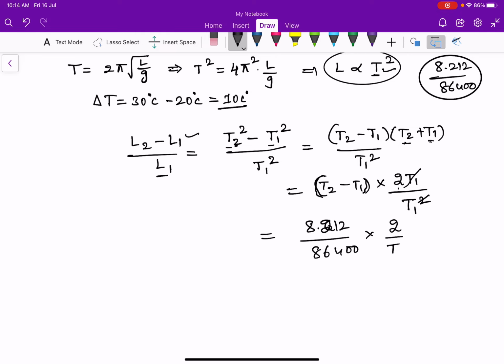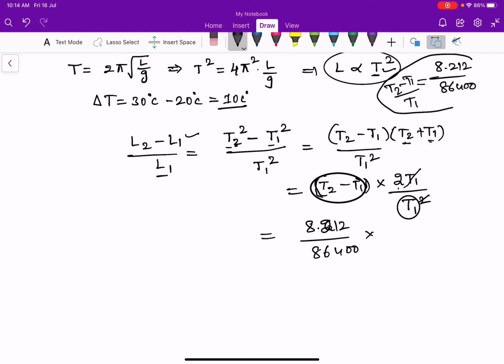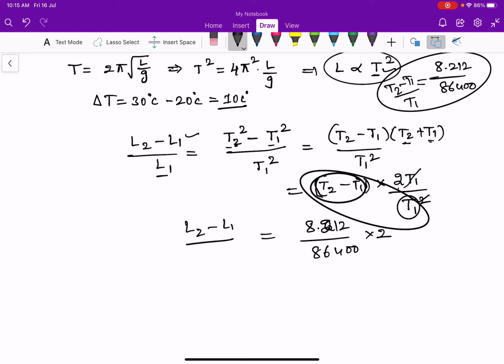So this change in time period with original time is nothing but 8.212 by 86,400. This value is the change in time period per day. So T2 minus T1 by T1 equals 8.212 by 86,400. What is remaining here? Into 2. So this is nothing but L2 minus L1 by L1.